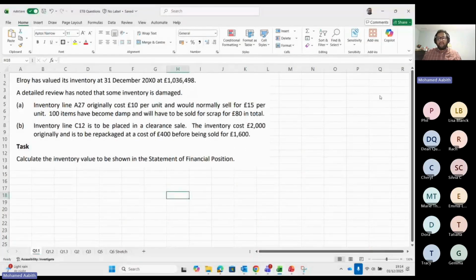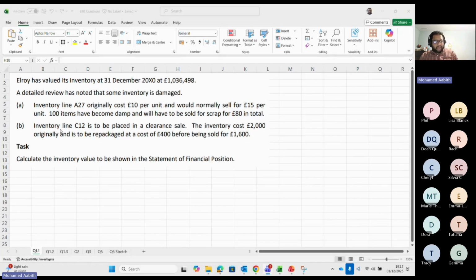So the first question we have in play is this one. Elroy has valued its inventory at 31st of December 2020 at £1,036,498. The detailed review has noted some inventory is damaged. Inventory line A27 originally cost £10 per unit and would normally sell for £15 per unit. This is what we expect to sell. Now they're saying 100 items have become damp, that means damaged, and will have to be sold for £80 in total. So what we now have to find out is the real value for it now.